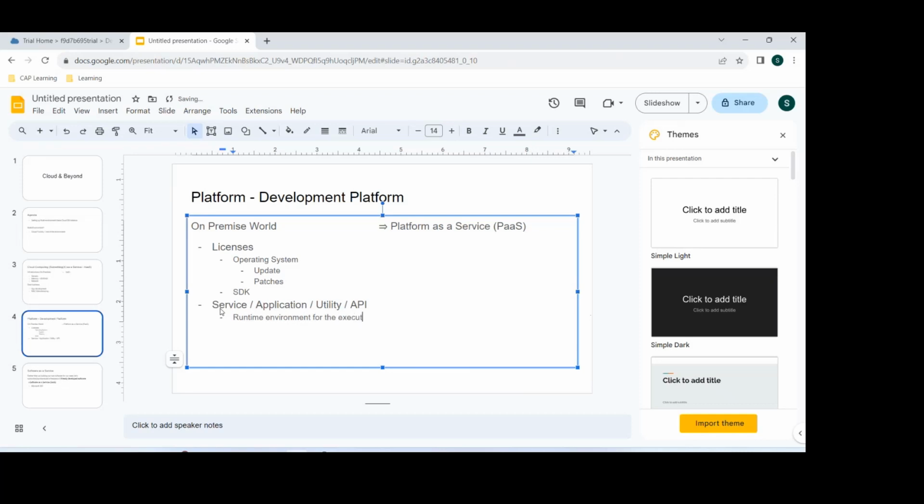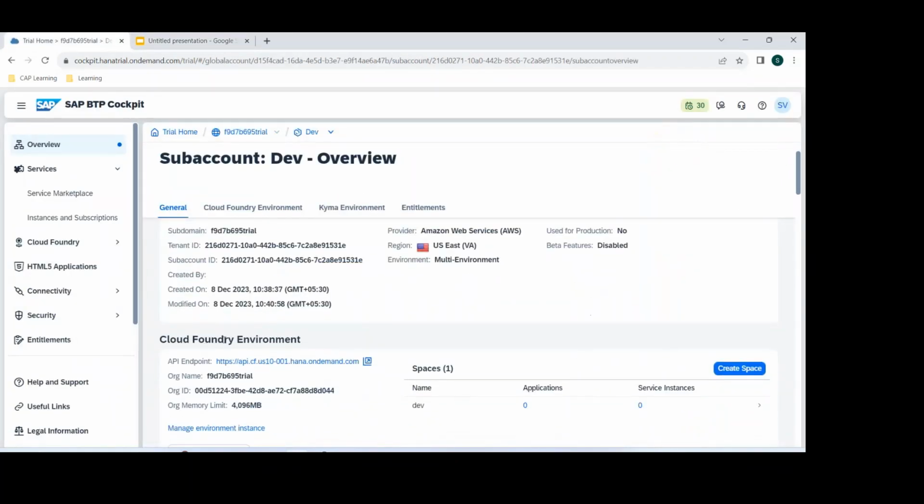for the execution, right? And this runtime environment for the execution, as in our earlier video as well, one of them was Cloud Foundry, right? Cloud Foundry is also one runtime environment. BTP comes with Cloud Foundry enabled by default. That's the reason you would have seen many people using Cloud Foundry, which is also known as CF, right? On top of it, there are multiple different runtime environments as well. So if I just go over here, you would see Cloud Foundry is a runtime environment.